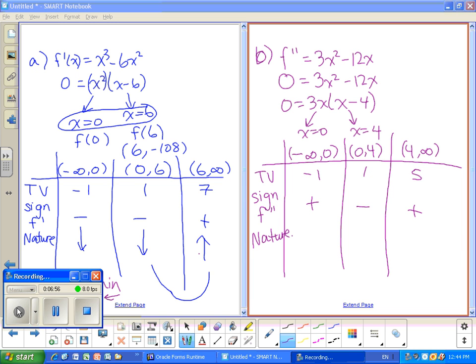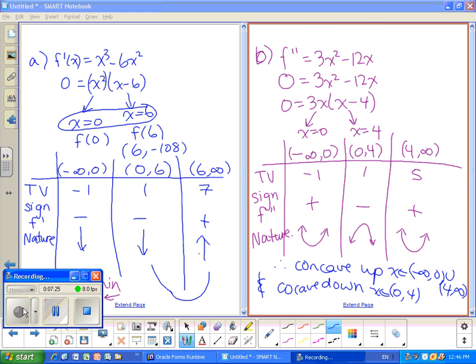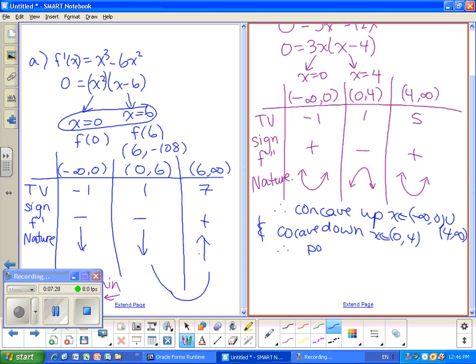If it's positive, the concavity is that it opens up. If it's negative, the concavity is that it opens down. And so the question asks you to state your intervals of concavity. So just like you did with the increasing and decreasing, you say, therefore, the concavity is it opens up between negative infinity to 0, as well as 4 to infinity, and it's concave down from 0 to 4. So since the point of inflection is a change in concavity, we also have, therefore, the point of inflection, they are at x equals 0 and 4.